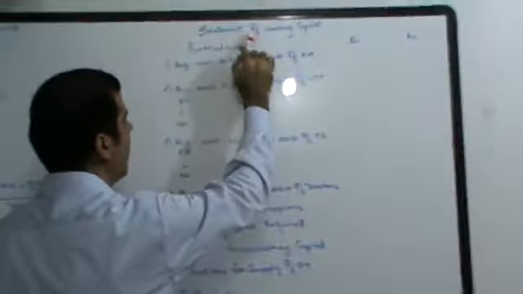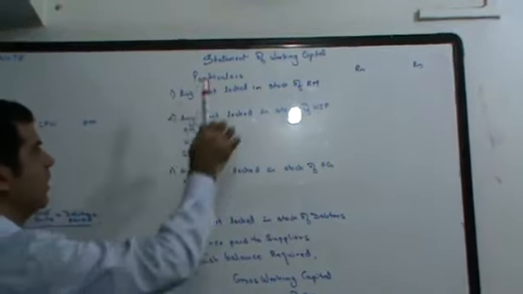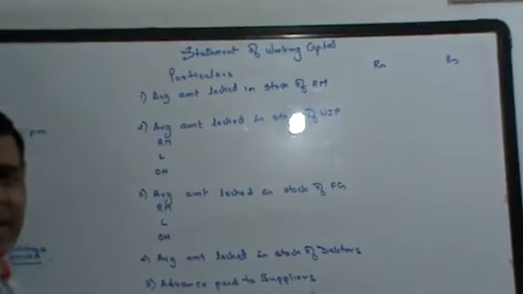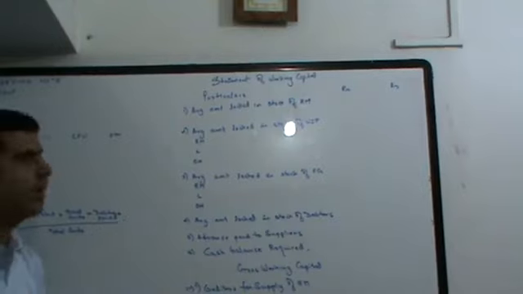Now let us move to the actual statement of working capital. The actual statement of working capital is made up of particulars and rupees. There are these 8 particular entries. All sums will have these same 8 particular entries.